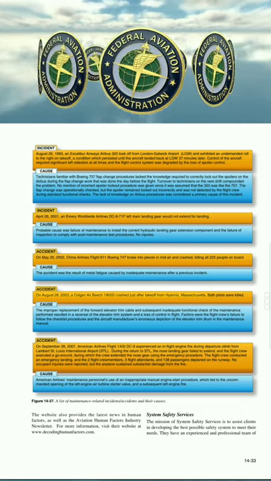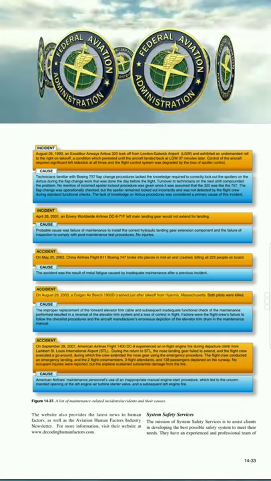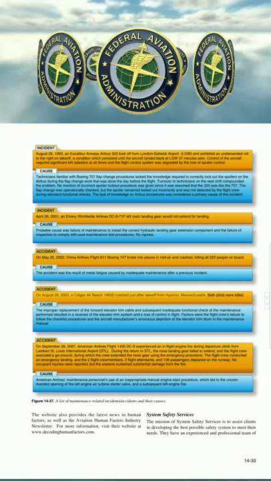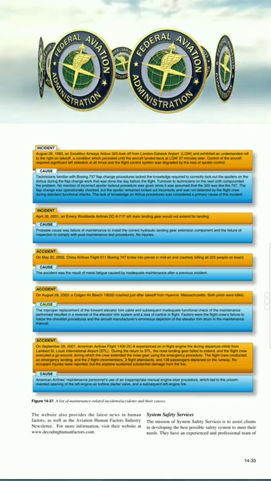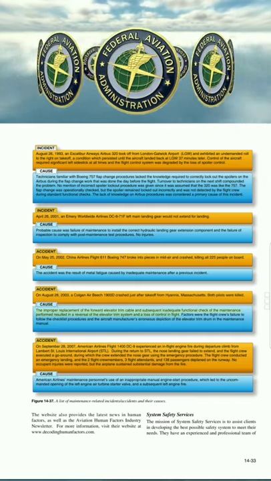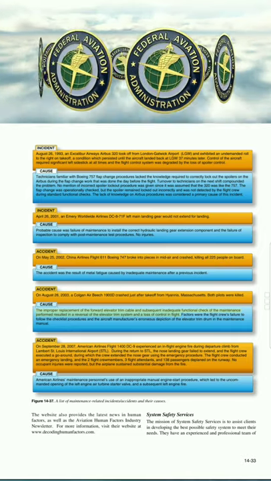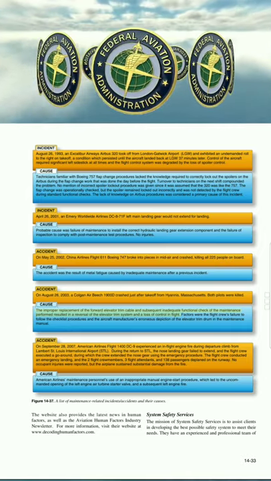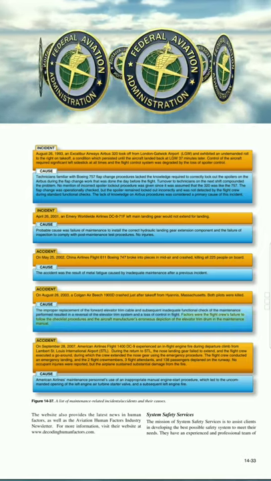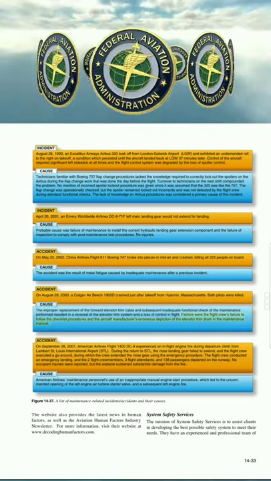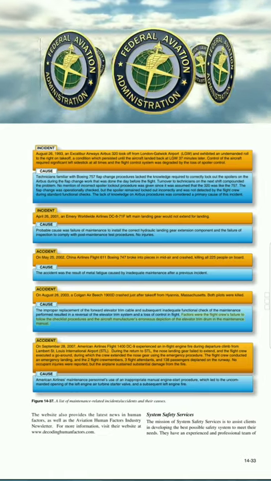Accident. On August 26, 2003, a Colgan Air Beech 1900D crashed just after takeoff from Hyannis, Massachusetts. Both pilots were killed. Cause. The improper replacement of the forward elevator trim cable and subsequent inadequate functional check of the maintenance performed resulted in a reversal of the elevator trim system and a loss of control in flight. Factors were the flight crew's failure to follow the checklist procedures and the aircraft manufacturer's erroneous depiction of the elevator trim drum in the maintenance manual.